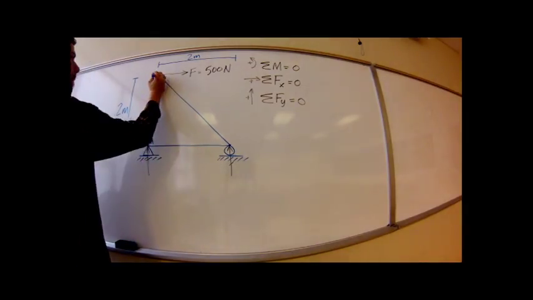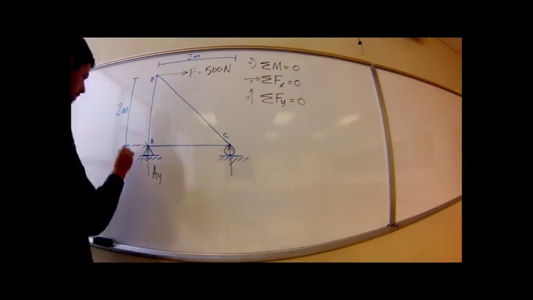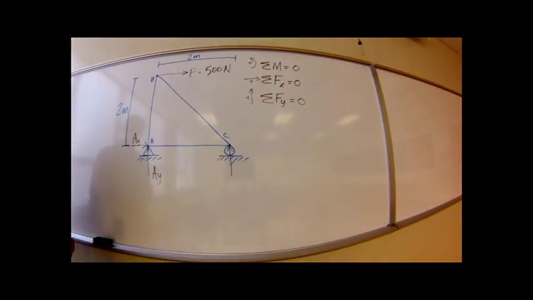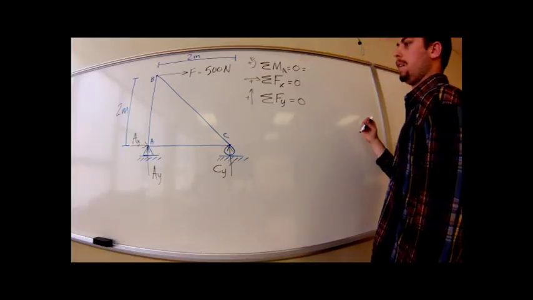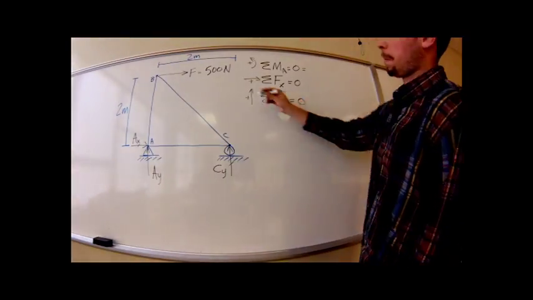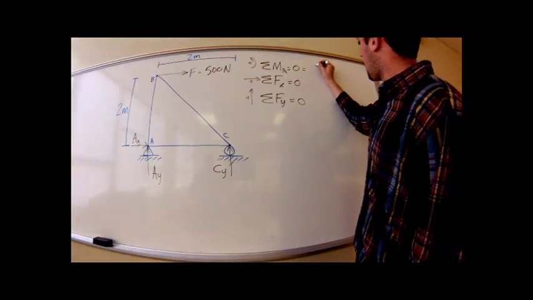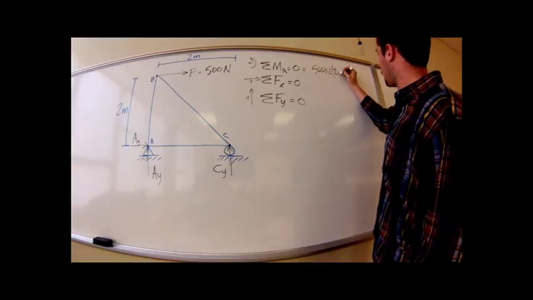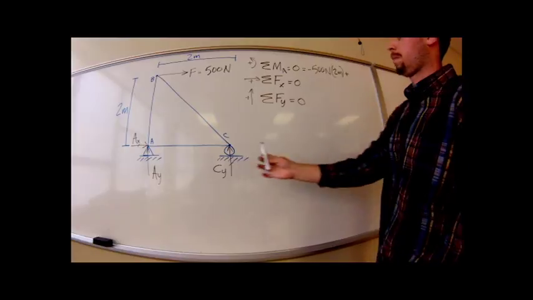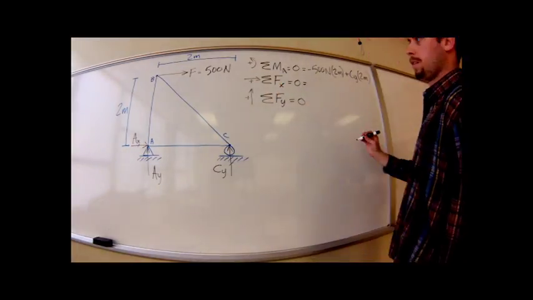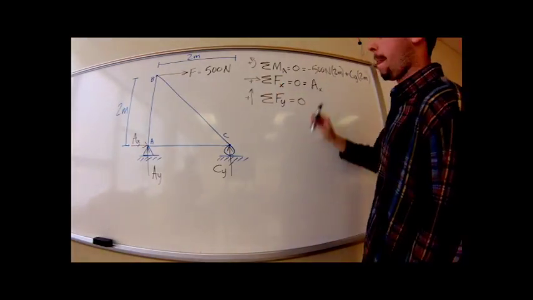It is best to start by summing moments about point A because this equation leaves us with only one unknown. The reaction forces at point A pass through point A, so there is no moment created. The 500 newton force creates a 500 newton times 2 meter moment about point A. This moment is negative since counterclockwise is assumed to be the positive direction for moments.